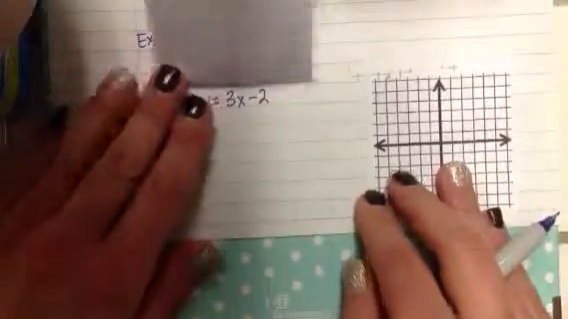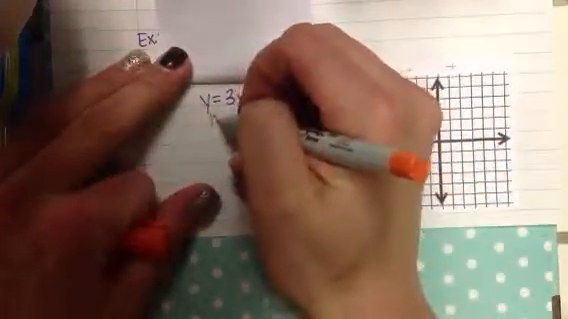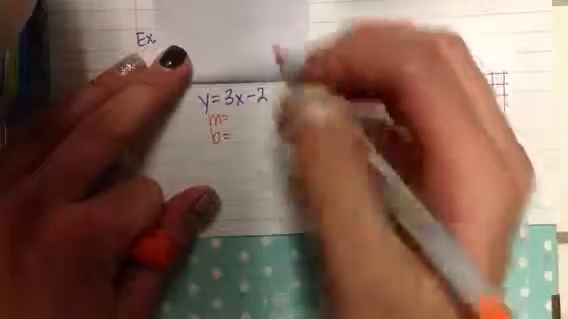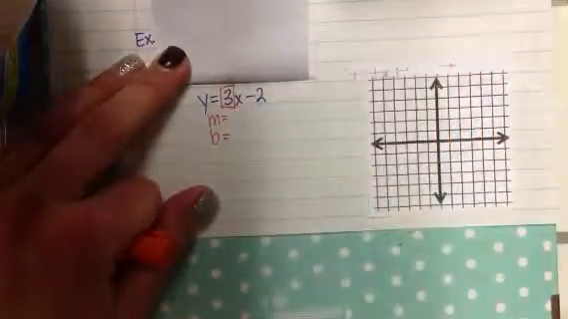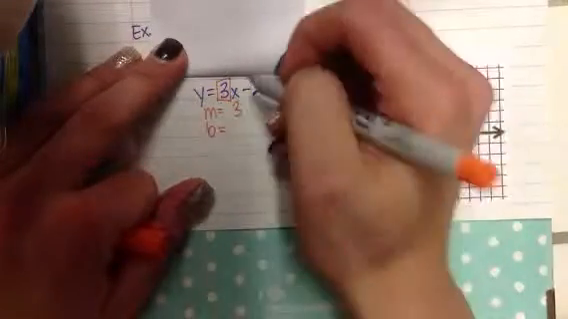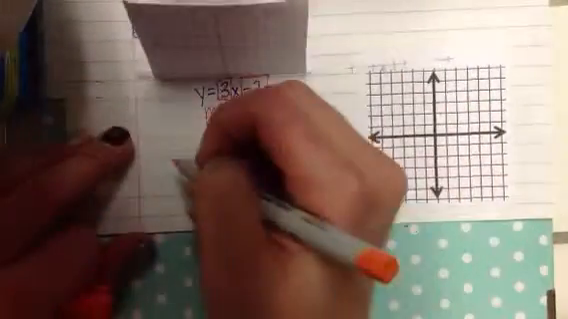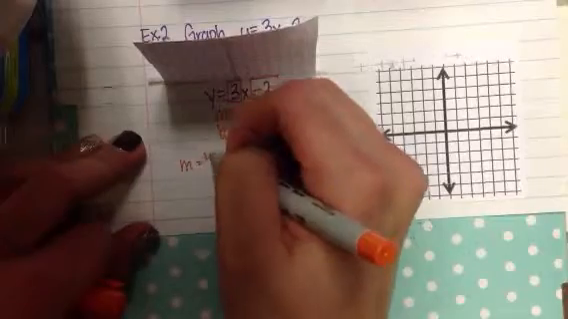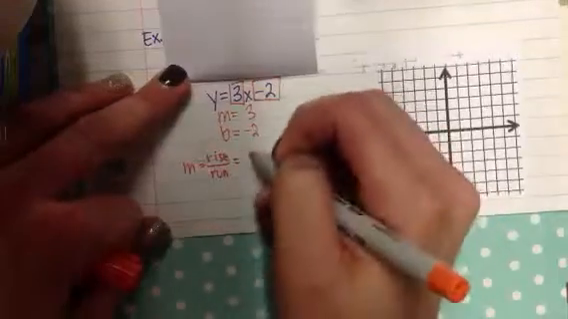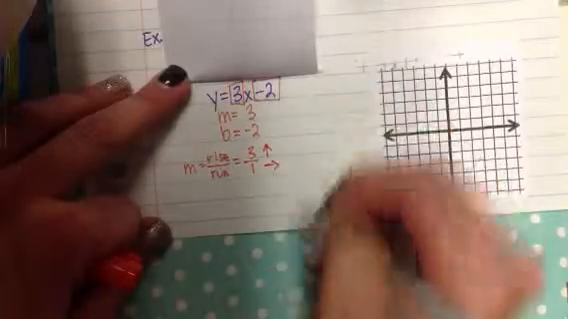Step 2 is to identify your slope and your y-intercept. So we need to know what m equals and what b equals. So from this equation, we can see that our m is 3 and that our b is negative 2. We have to include the sign that's in front of the constant. It is a negative 2. So our slope, which is rise over run, is a positive 3, which we can also write as 3 over 1. So we're going to go up 3 and to the right 1.